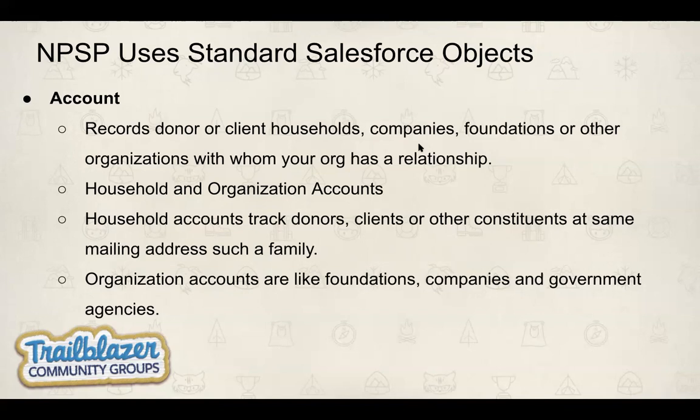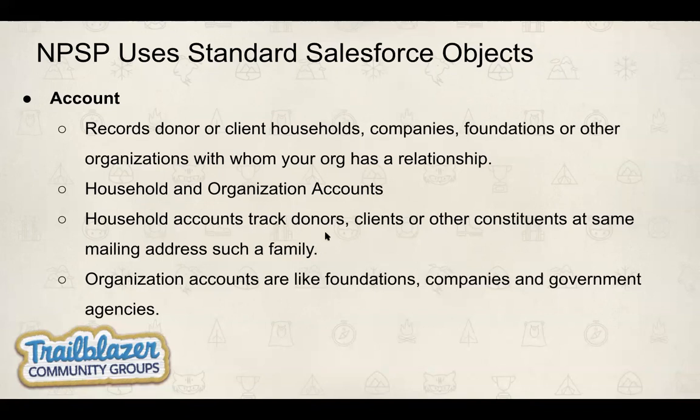Then companies: corporate companies, profitable companies, foundations, and other organizations working as non-profit organizations. Companies, foundations, and organizations are kind of the same, with different terminologies. And the second is household, right? In the Nonprofit Success Pack, if you install it, on account you will see two types of accounts, household and organization. So there will be two record types. We'll see this later on after these slides.